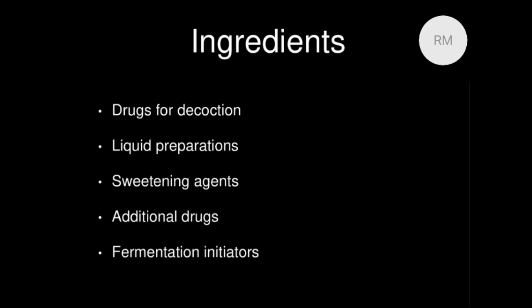And then we have certain additives. These are powders which are later added to the mixture with which we will make the medicated wine. And then we have the fermentation initiators. So if you have these 5 ingredients ready and prepared, then we can plan to make a medicated wine. So is this clear? Okay, thank you.